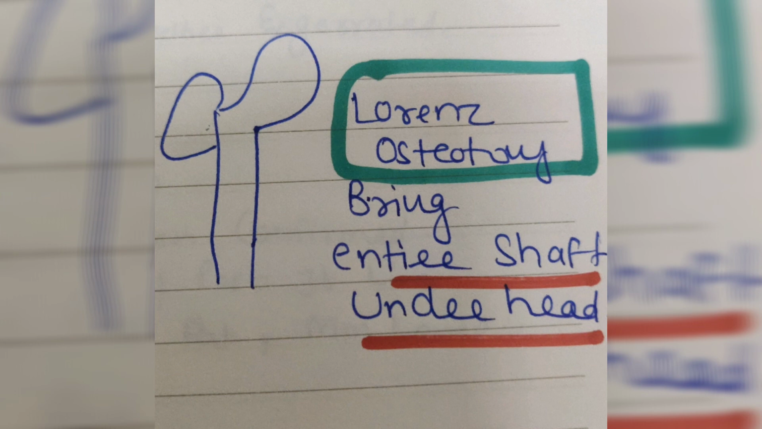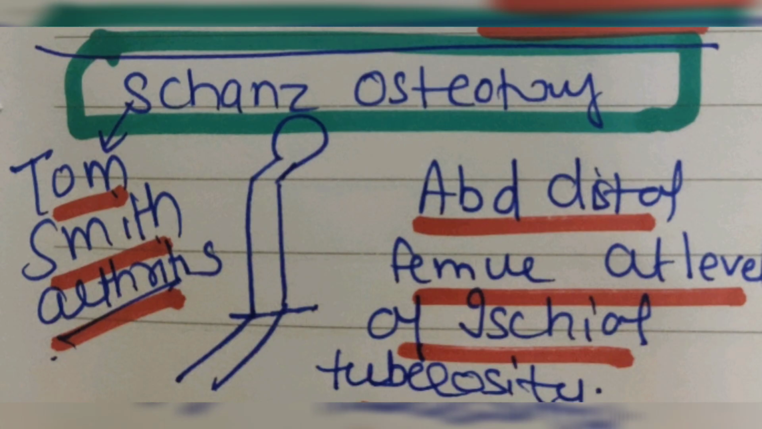After Girdlestone arthroplasty, hip becomes unstable, so we do Schanz and Lawrence osteotomy, that is pelvic spot osteotomies. What is Lawrence osteotomy? That is bring entire shaft under head. Its level is subtrochanter. Lower fragment displaced medially until whole diameter lies under femoral head. What is the role of pelvic spot osteotomies? It shifts the shaft of femur, and abduction of distal fragment causes gain of length.